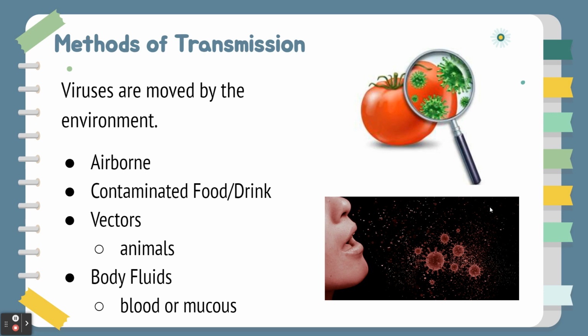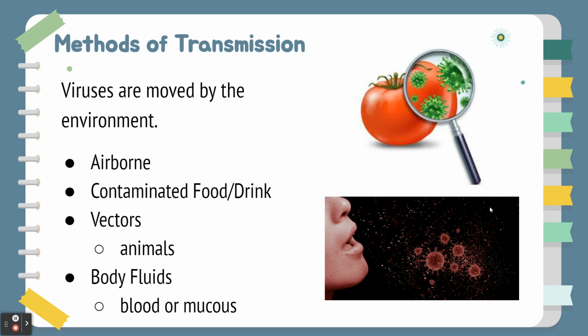Contaminated food and drink often happens when viruses from fecal matter contaminate food or surfaces that are later ingested. An example of that would be hepatitis A. That virus is commonly transmitted due to poor sanitation or hygiene.